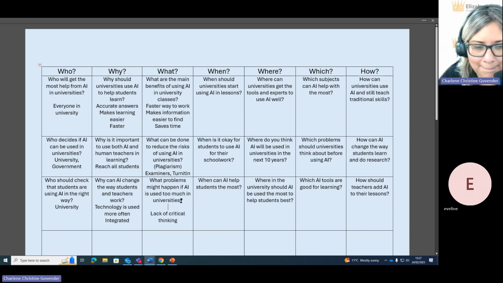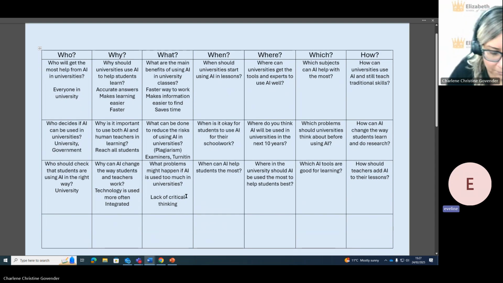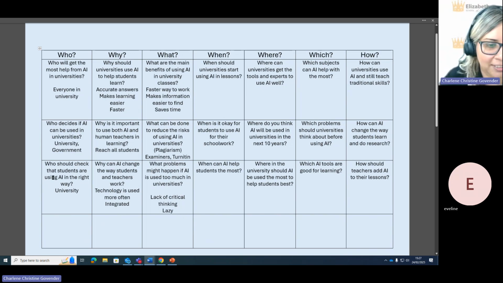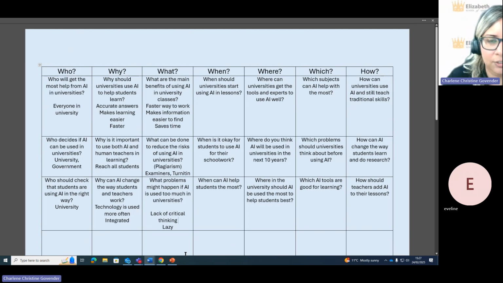Anything else? Lazy. To be fair, I do like being lazy sometimes. I don't know about you, so if AI can make my life a bit easier, I don't know if that's a bad thing, but I do know what you mean about being lazy. It's like when you stop thinking for yourself, you just want the quickest, easiest way to go about it. But critical thinking is very important, and when we are studying, we definitely need to develop those skills.